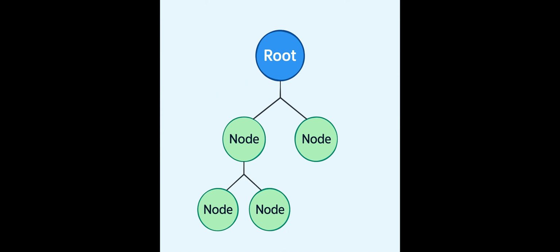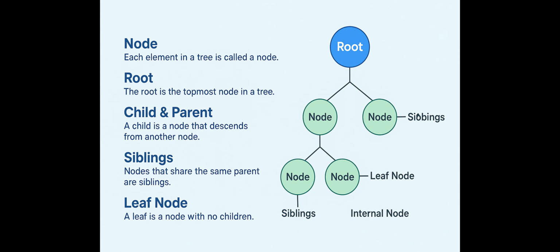Now, let's see what a node is. Each element in a tree is called a node. It contains data and links to other nodes. Every node can have 0 or more children. The root is the topmost node in a tree. It's the starting point. All other nodes descend from it. A tree can have only one root.